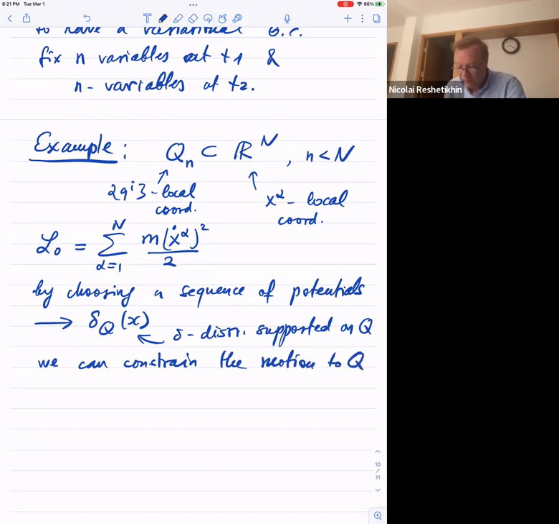And because for every sequence of these potentials our trajectory is still a critical point of the action functional, for the limiting trajectory, the trajectory on Q, is still a solution to the Euler-Lagrange equations. So let's just write what Euler-Lagrange equations mean here. So Q is embedded. Let's assume that we have a function f that's describing this embedding, in local coordinates.